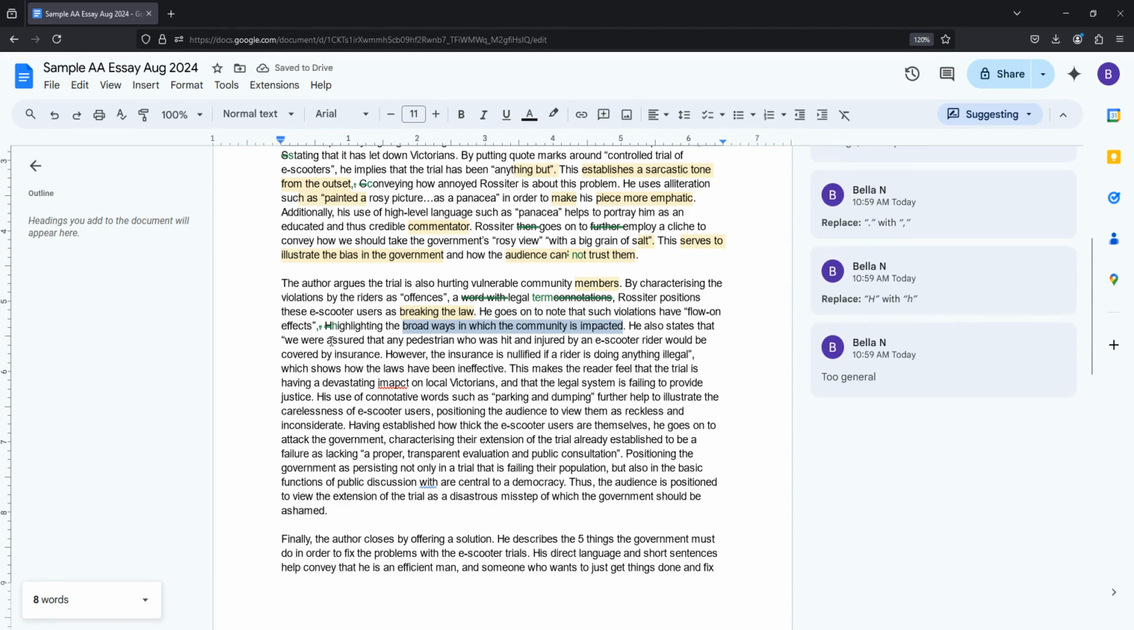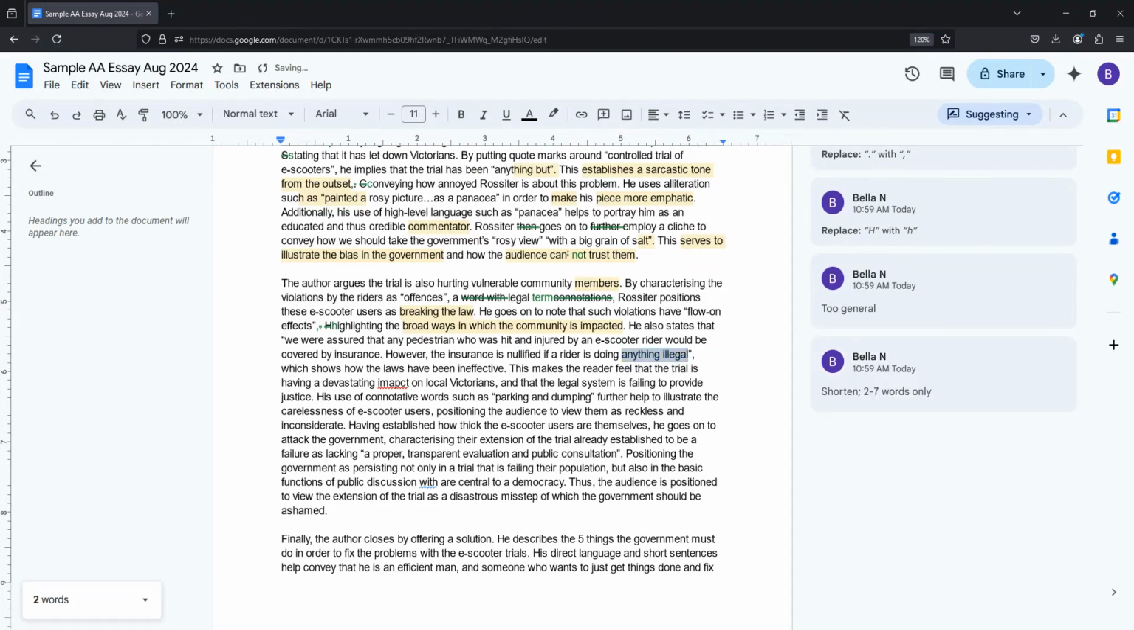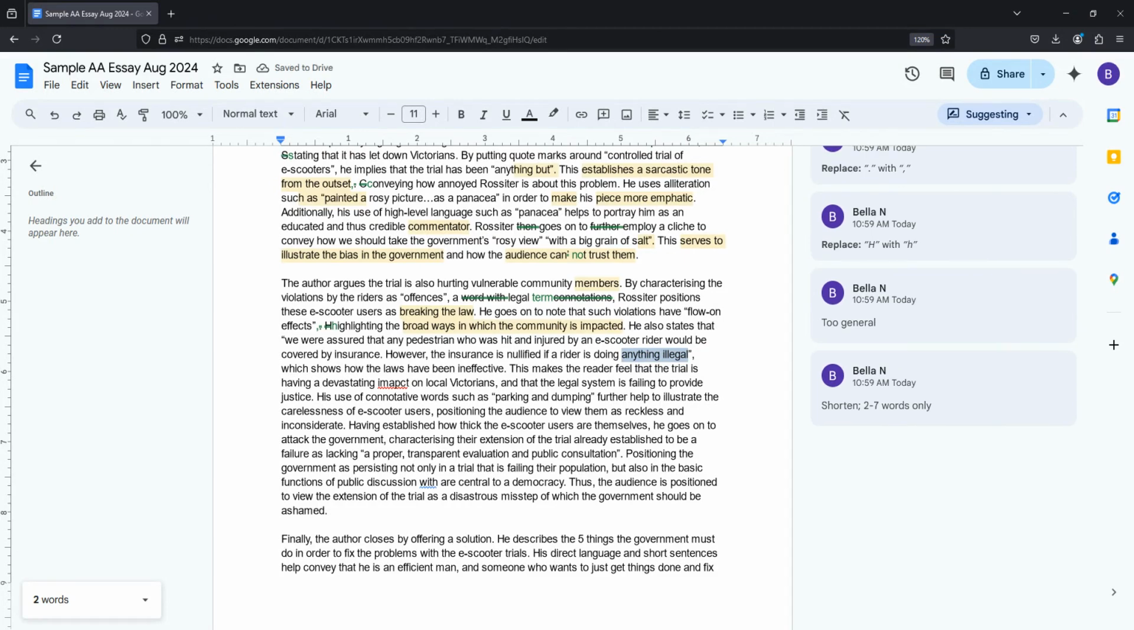"He also states that we were assured that any pedestrian who was hit and injured by an e-scooter rider would be covered by insurance. However, the insurance is nullified if a rider is doing anything illegal." It's a very long quote. Quotes should only be 2 to 7 words. You're supposed to be analysing word choices and persuasive techniques. Rarely, unless you've got a very long rhetorical question or something, will you have to quote quite so much. Here, this person has quoted two sentences in the one quote, "which shows how the laws have been ineffective".